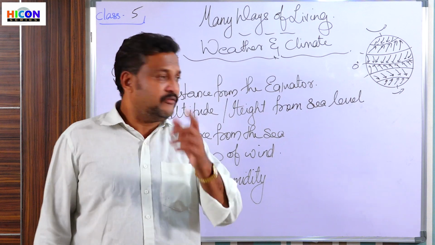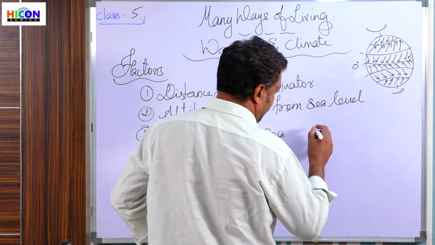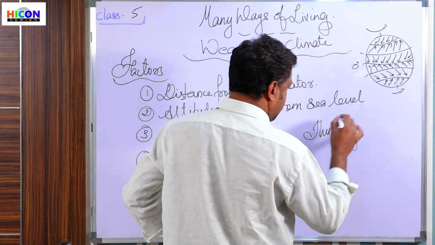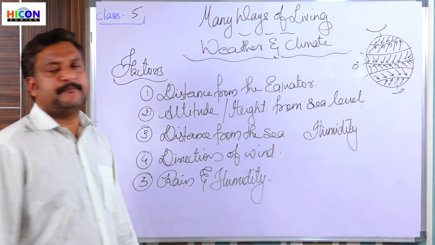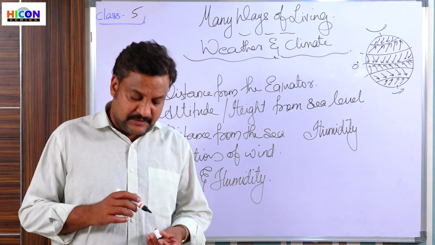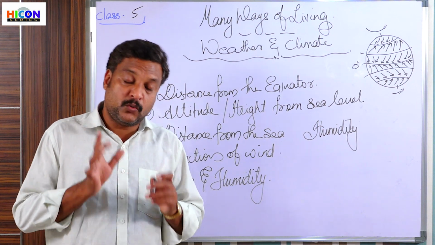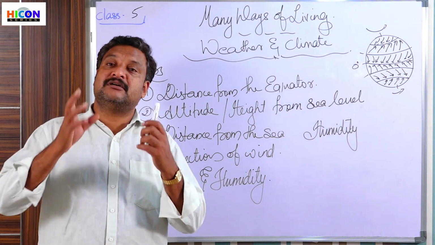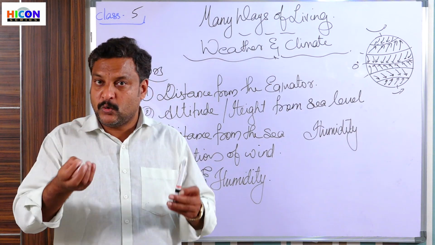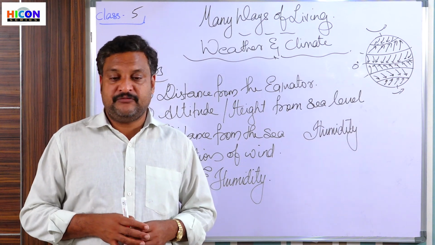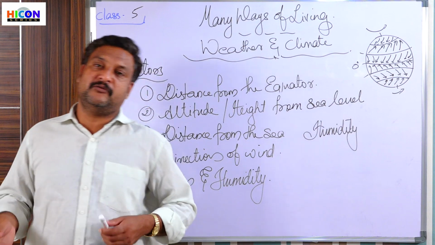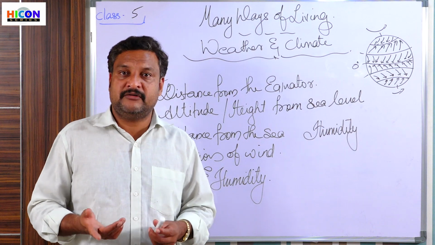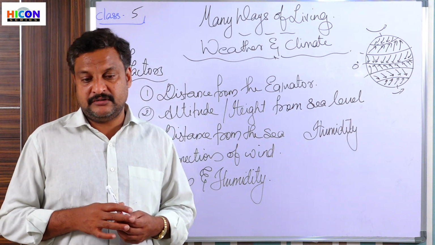Now, we have a thing called humidity. So, what do you mean by humidity? Humidity is nothing else but the amount of moisture or water vapor present in the air. So, in the air, we have got some amount of moisture. Moisture means water vapor. So, if the air has more water vapor, it becomes more humid, right? And if it doesn't have much water vapor, it becomes less humid, right?